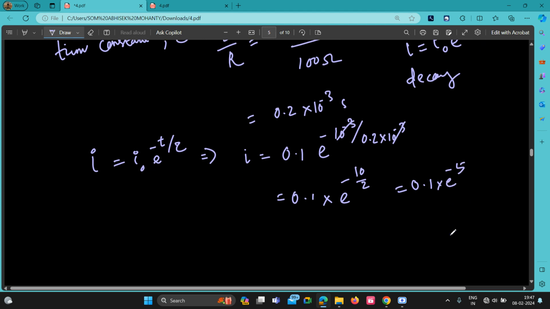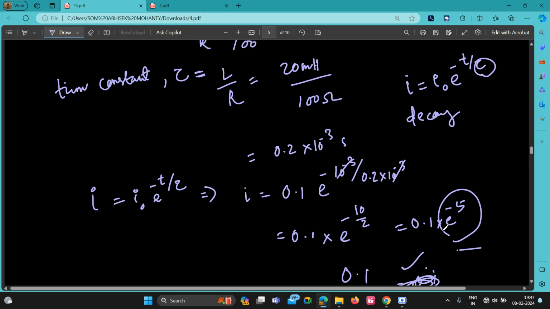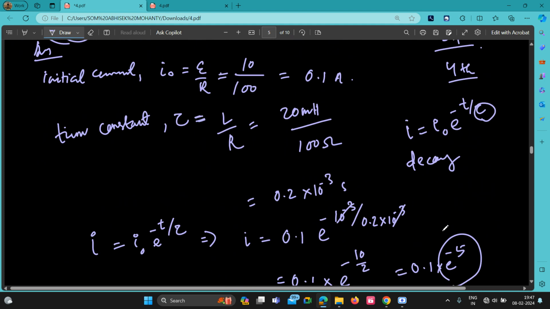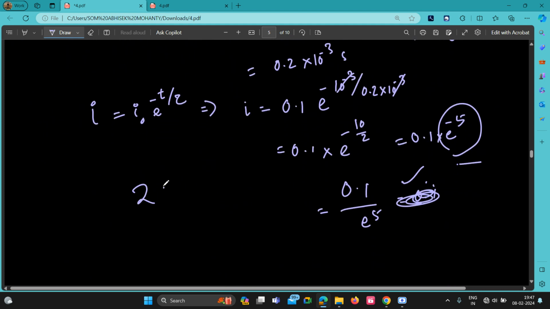So 0.1 into e to the power minus 5. We don't know the value of e to the power minus 5, right? If the value is not given in the options, then we can just leave it like that. No problem. If it is given in the question, then directly put the value. Otherwise just leave it like this. You will get the full marks, 2 marks.